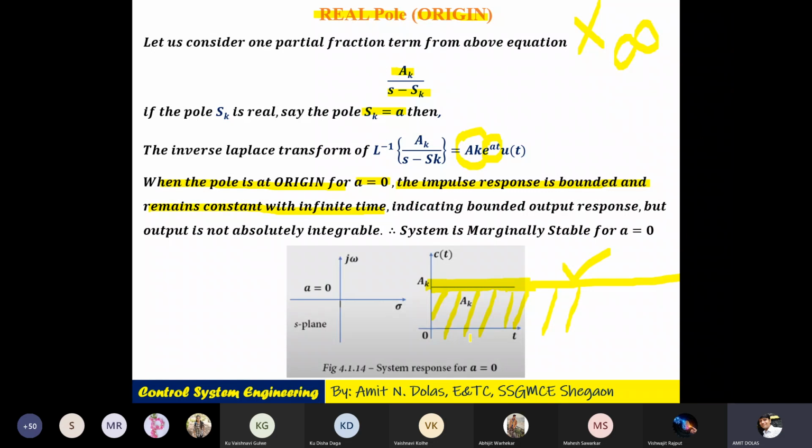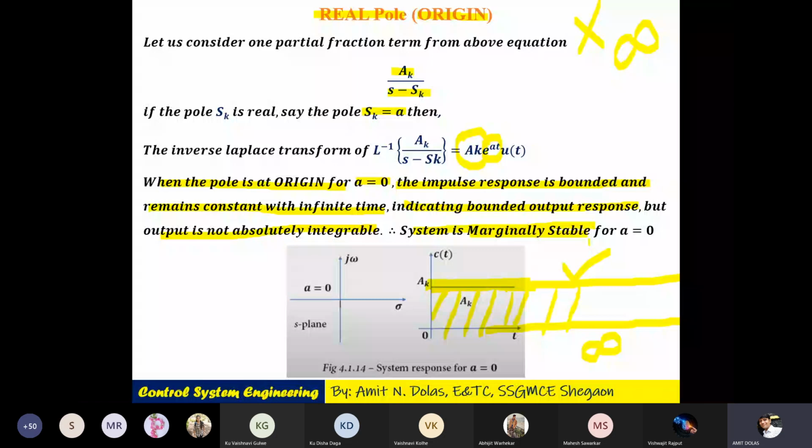आगे आगे चलते जाओ. You will not get the absolute value of the integration. Area you cannot find. It is infinite. Output is finite, but area is infinite. So in this case, indicating a bounded output response, but the output is not absolutely integrable, then the system is called marginally stable. Please remember this term. If your area is unbounded and output is bounded, then it is marginally stable.